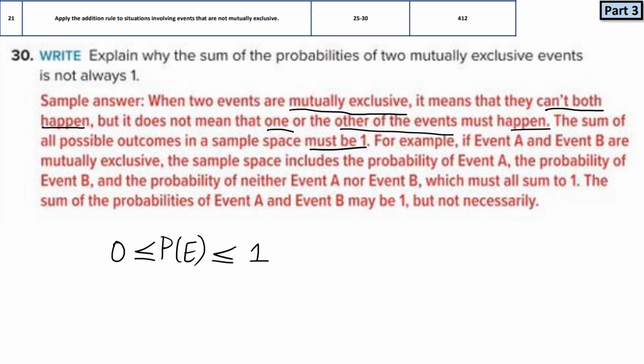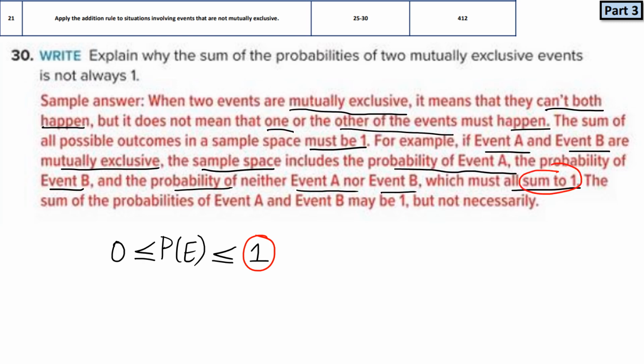So for example, if you have two events A and B and they are given to be mutually exclusive, the sample space is going to include the probability of the first event A, the probability of the second event B, and it will also include the probability of neither A nor B happening. So all of this has to sum to 1. So when you add all of these three probabilities, the sum is 1. Therefore, the sum of the probabilities of event A and event B may be 1, but not necessarily. Definitely, it has to be less than or equal to 1. So this is the last question in this video on learning objective 21.